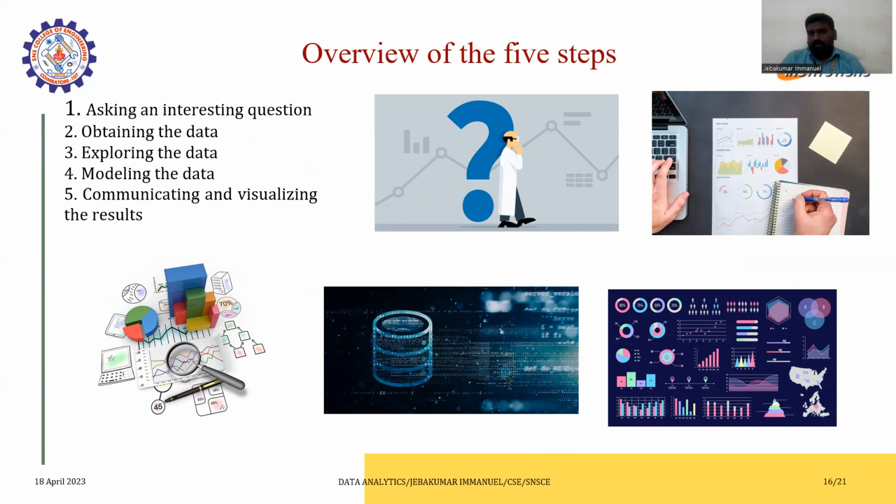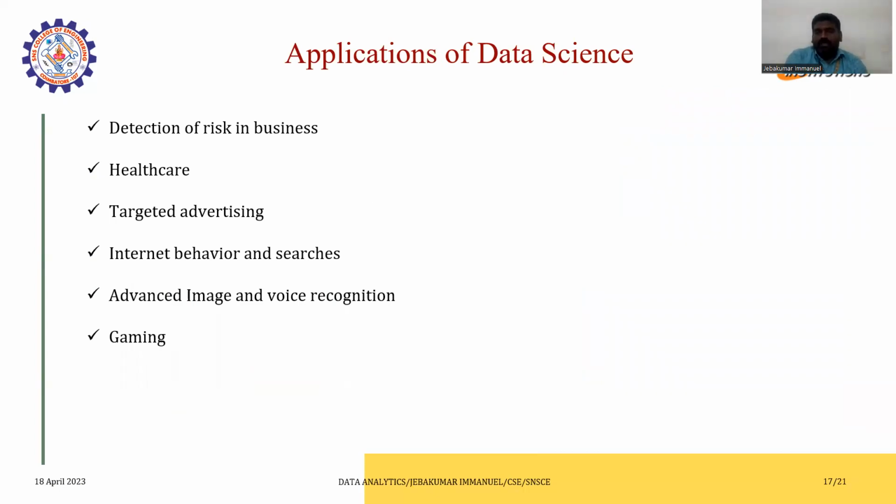It starts with asking some interesting questions or interviews. The interesting questions are used to collect data from different users or different sources. The second one is obtaining the data based on the interesting questions. We are collecting the data. The third one is exploring the data. We obtain some data, then explore it. The fourth one is how you are going to model your data. Finally, it is communicating and visualizing to society. So these are all the major steps. This one is the applications of data science. These are all the applications of data science we are using.